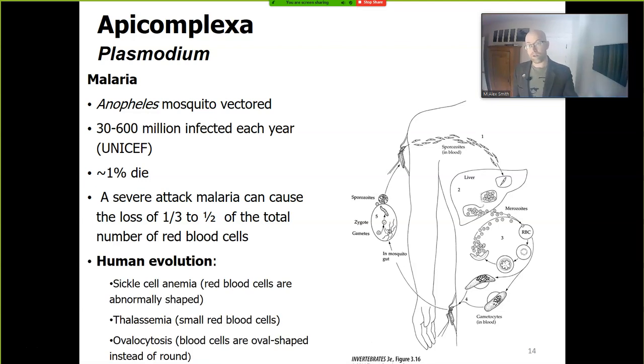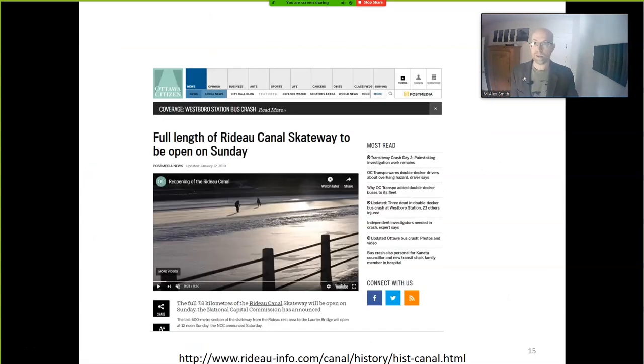And you've run into malaria as well if you're thinking about human evolution, about sickle cell anemia, where the red blood cells in some human lineages are abnormally shaped, not like a big donut, but more sickle shaped. These are adaptations against malaria. And you can see the diagram of the complex life history there. Not worried about too many of the details, but you can consult figure 3.16 if you're interested.